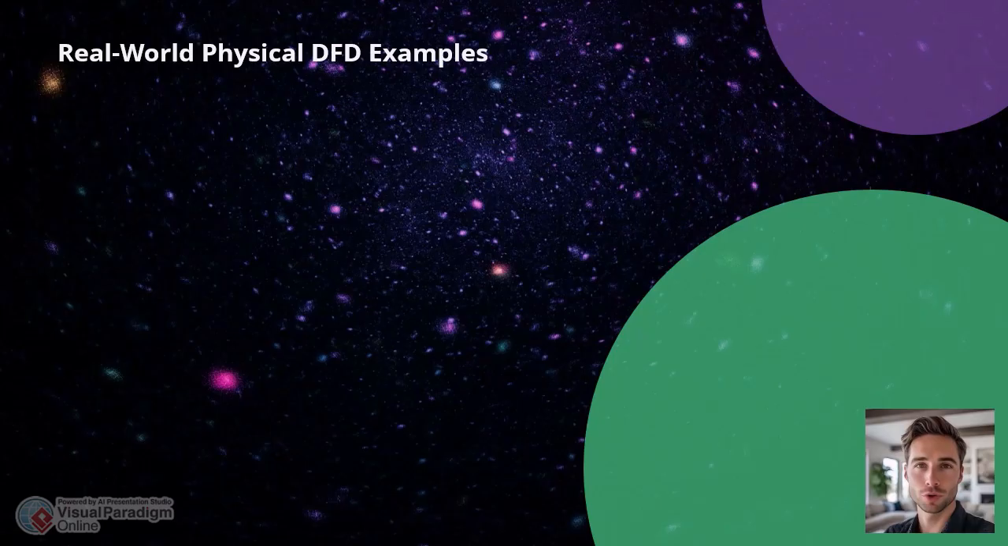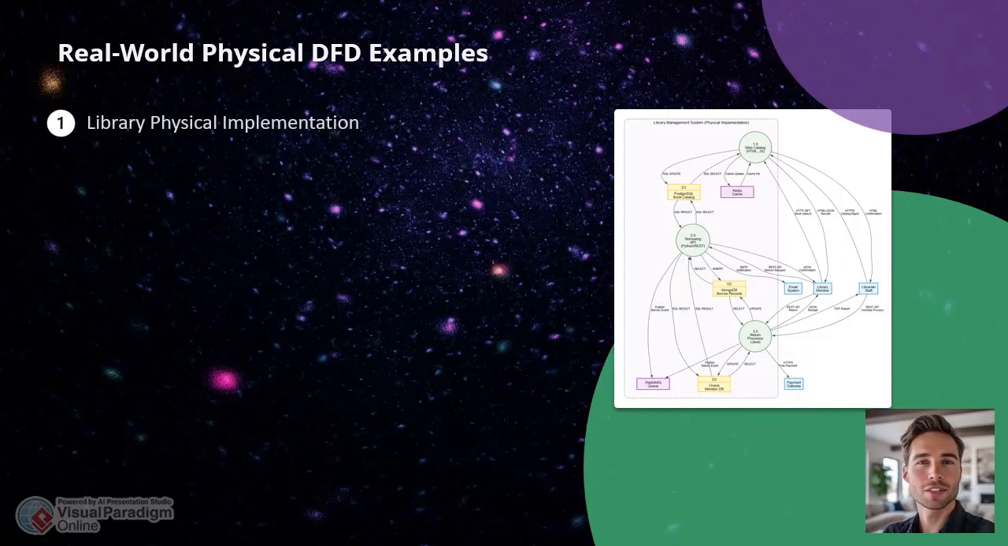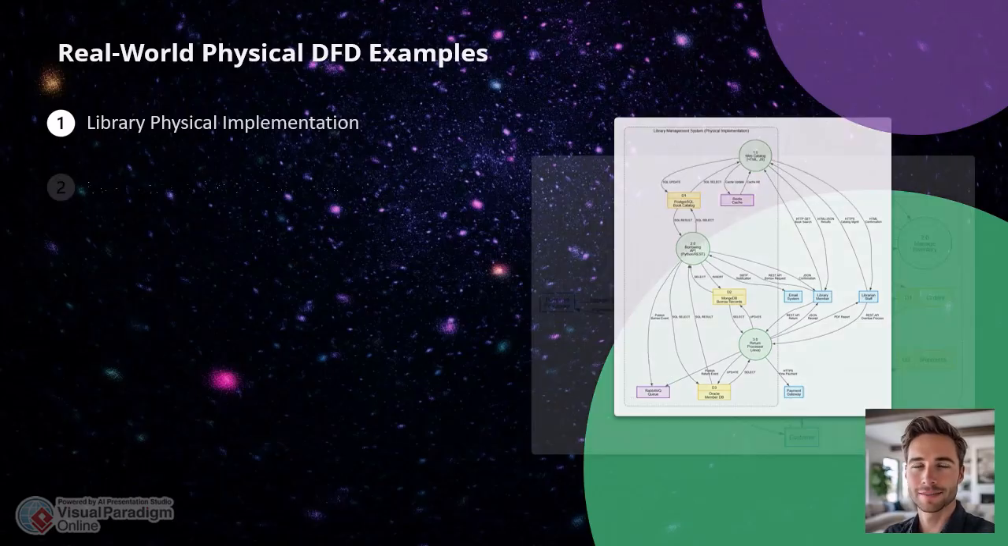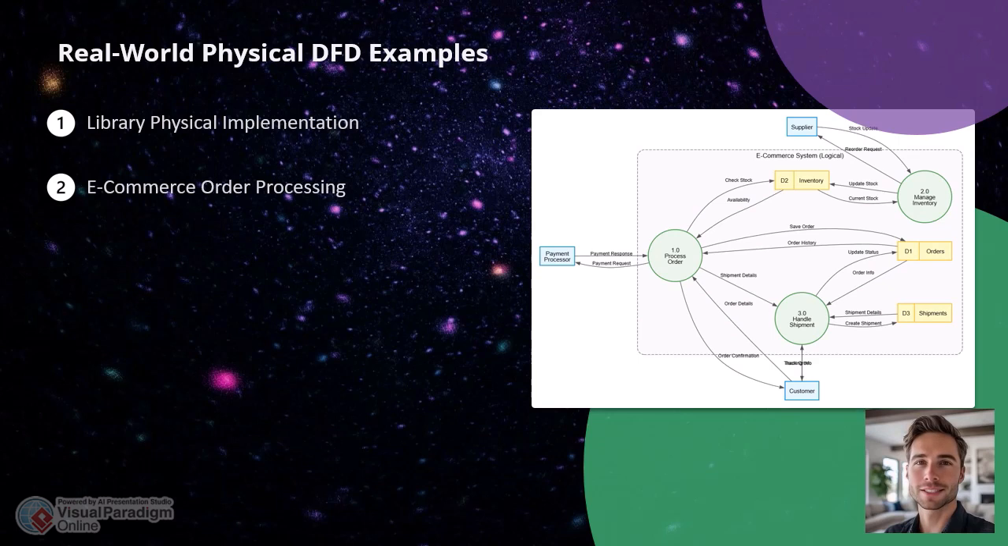Transitioning to physical models, we see how these same systems are implemented, using specific databases, servers, and user interfaces. This diagram details the specific database tables, server locations, and software modules required to manage the library operations technically. The physical view maps the specific payment gateways, inventory databases, and shipping APIs used to fulfill customer orders in real time.